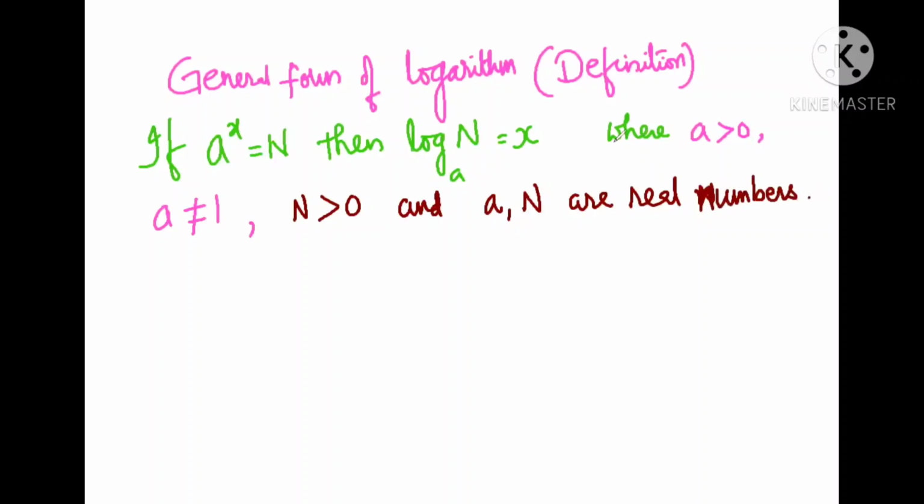These are the conditions here. a should be greater than 0 and a should not be equal to 1. We can take values more than 1, and n also should be greater than 0, and a comma n are real numbers. What happens if a is equal to 0?